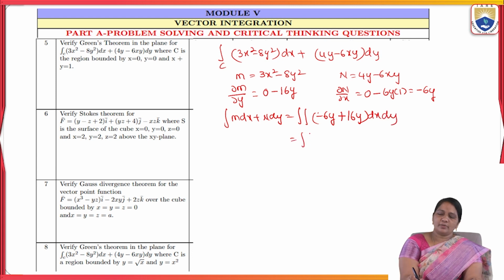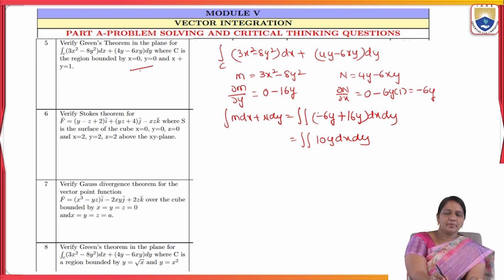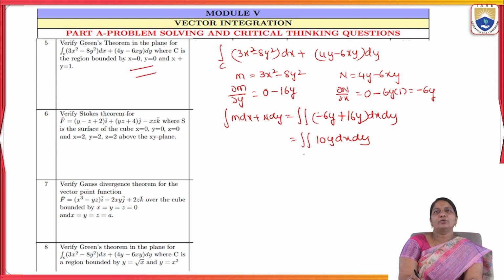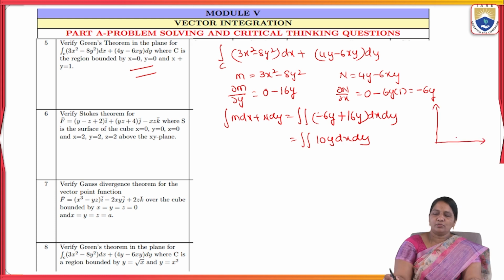So now this becomes integral 10y dx dy. Here, based on the limits, we are going to get the value. We can see here x equal to 0 and y equal to 0. So on the x-axis, this is the x-axis and this is the y-axis. On the x-axis the y value is 0. On the y-axis the x value is 0.